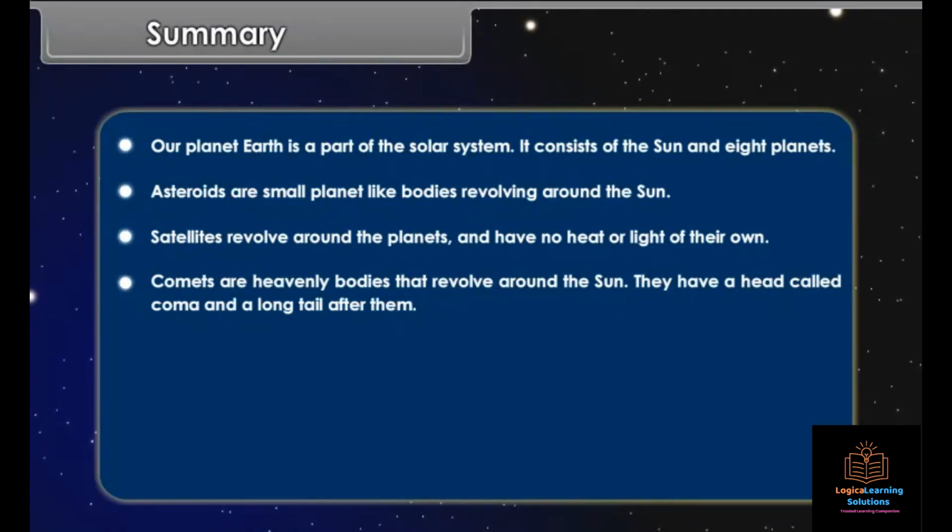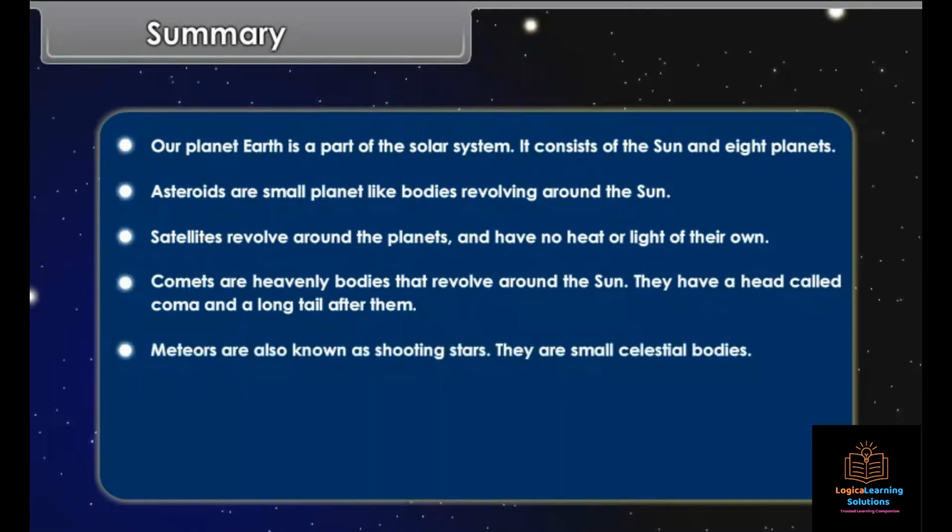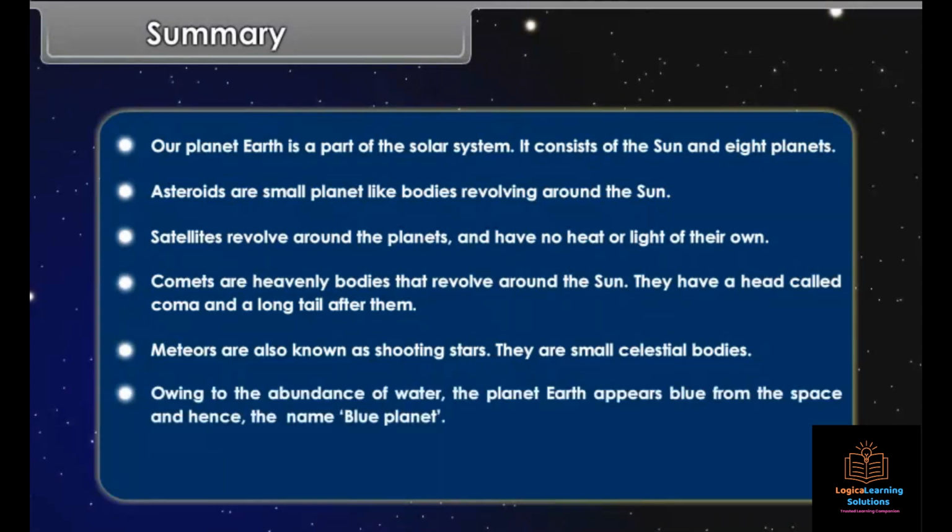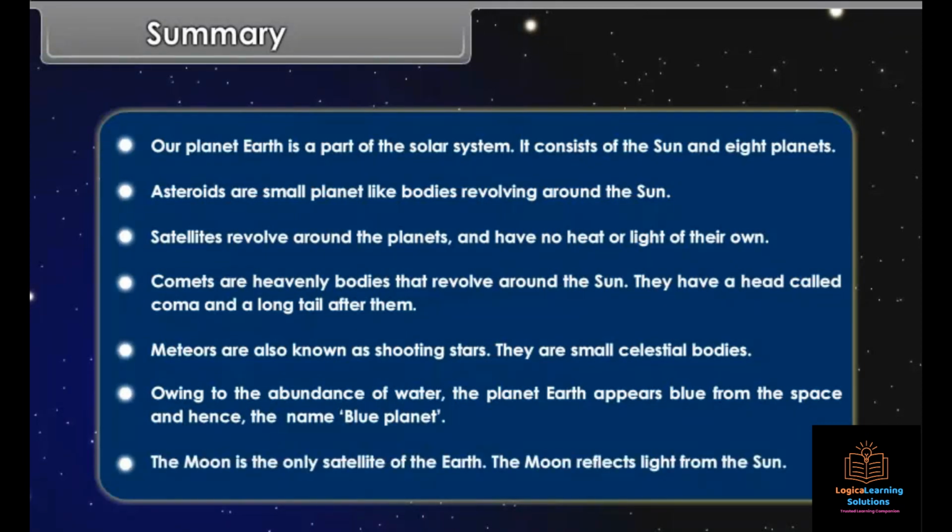They have a head called coma and a long tail after them. Meteors are also known as shooting stars. They are small celestial bodies. Owing to the abundance of water, the planet Earth appears blue from the space and hence the name Blue Planet. The Moon is the only satellite of the Earth. The Moon reflects light from the Sun.